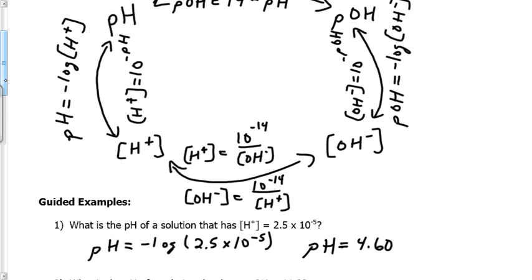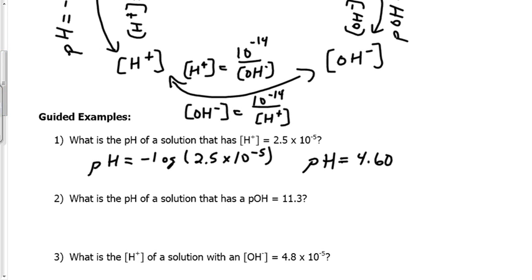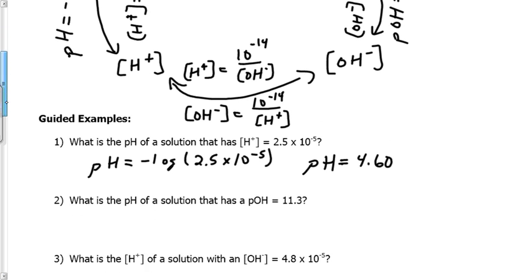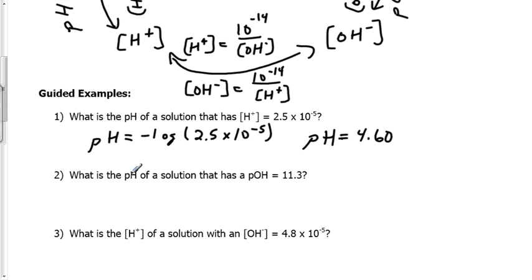All right, let's try another one. So number 2 says, what is the pH of a solution that has a pOH of 11.3? Go back up to the top, we're converting between pH and pOH, so we know that they are going to sum to 14. So if we're trying to find one, we're going to take 14 minus the other when converting between pH and pOH. So here, what is the pH? So the pH is equal to 14 minus the pOH, which is 11.3. So the pH here is 2.7.